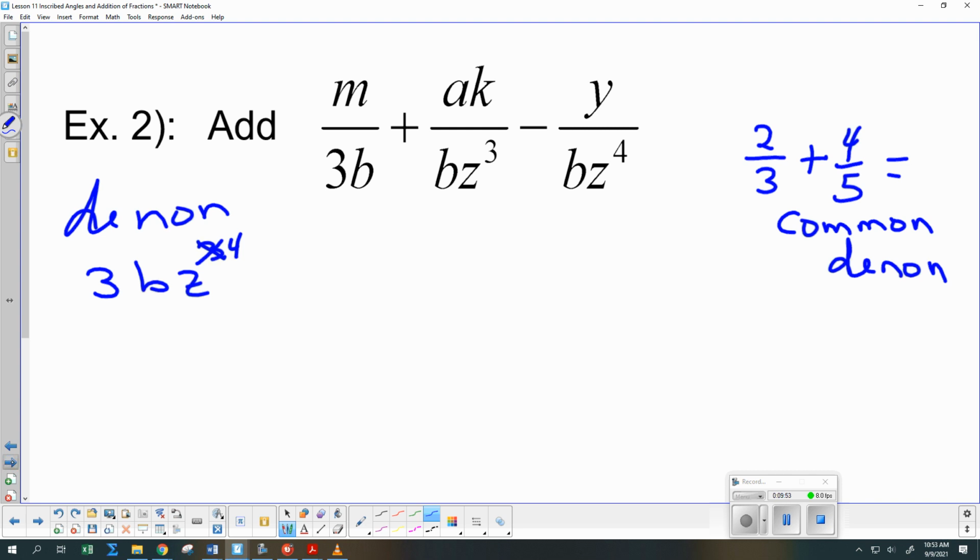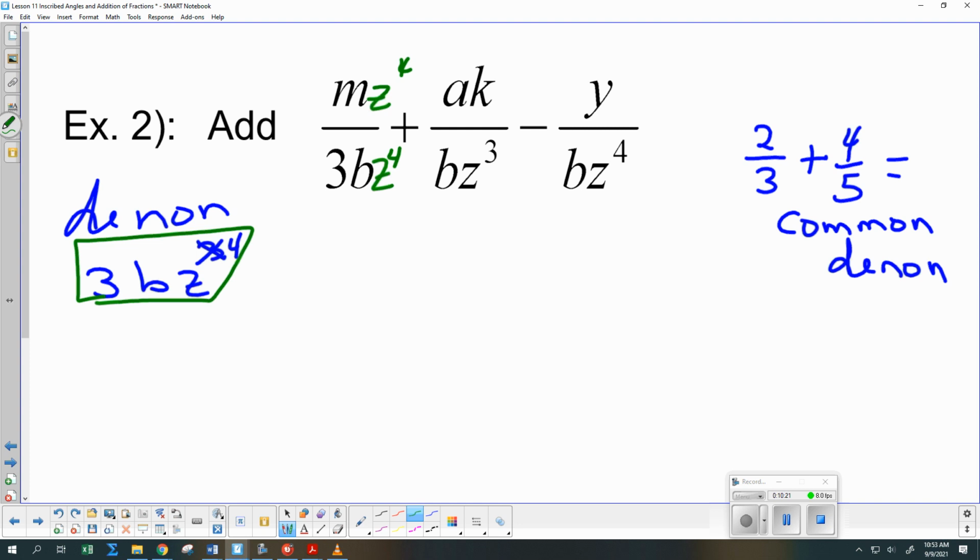So I need to look at each piece here and say what is missing. If I need 3bz to the fourth, I have the 3 and the b here, and I need a z to the fourth. So I'm going to multiply numerator and denominator by z to the fourth. I can't get rid of my denominators. It's not an equation. I can't multiply both sides by the common denominator. I have to actually get it and add it together.